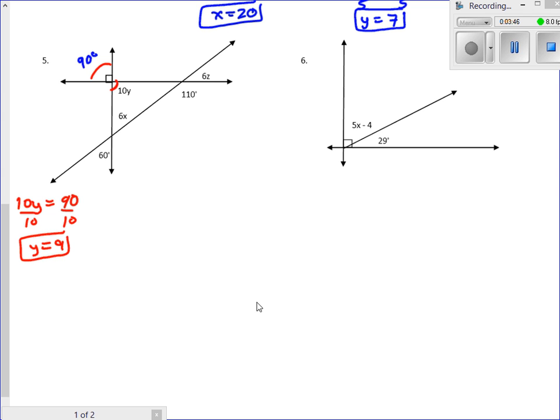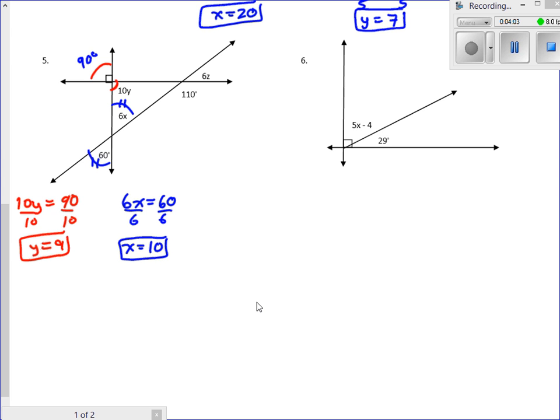With x, here we go with our vertical angle relationship again. Right? I'll mark it just a little bit differently. So that tells me that 6x equals 60. Here again, pretty straightforward. Divide both sides by 6. We get x equals 10.